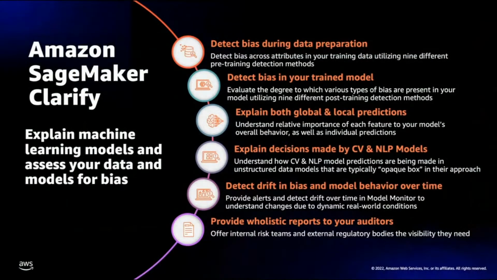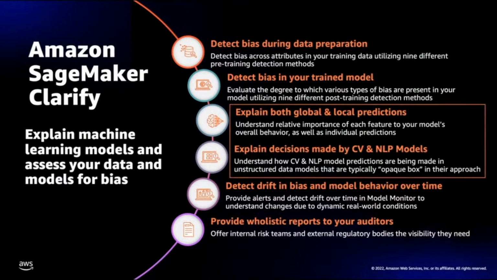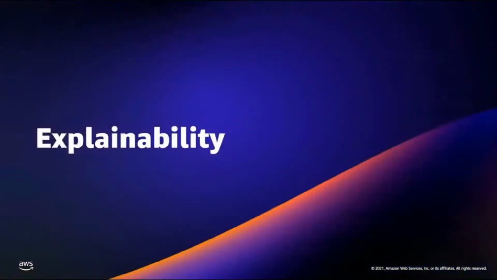All right, so what you see on your screen is a list of functionality that Amazon SageMaker Clarify supports. I mentioned bias. We talked a little bit about drift, but really in this talk, we will zero in on explainability both at the global and local level. We'll talk about the distinction here, and we'll cover the newer modalities that SageMaker Clarify supports in terms of explainability, such as images for computer vision and text for natural language processing. So let's jump into explainability.